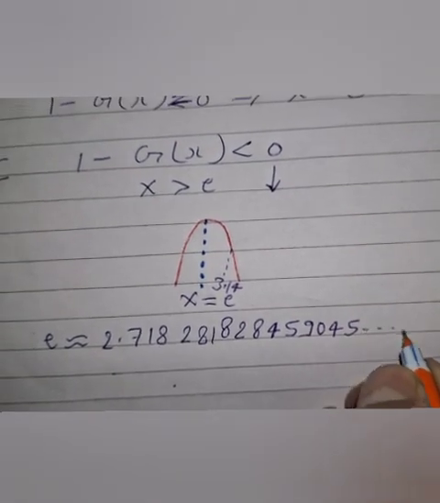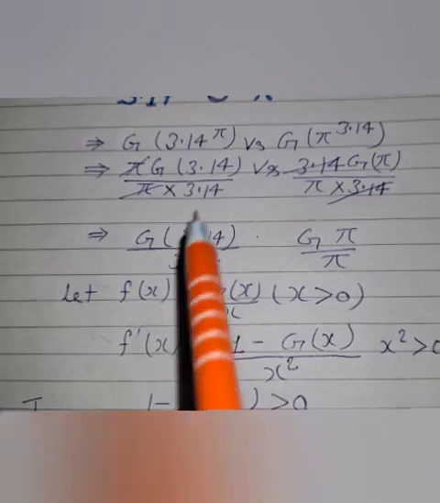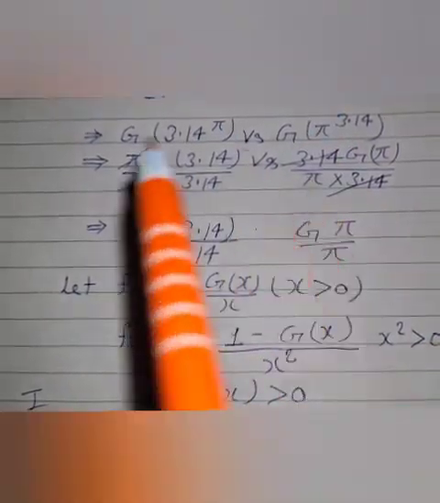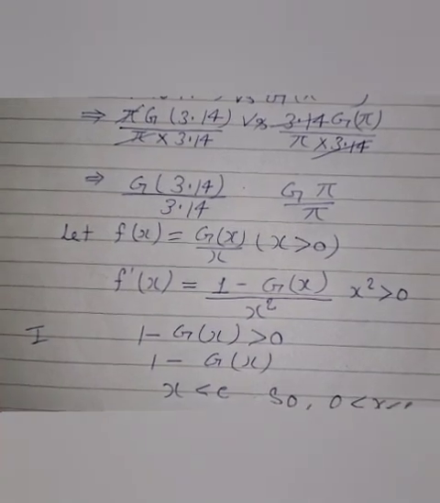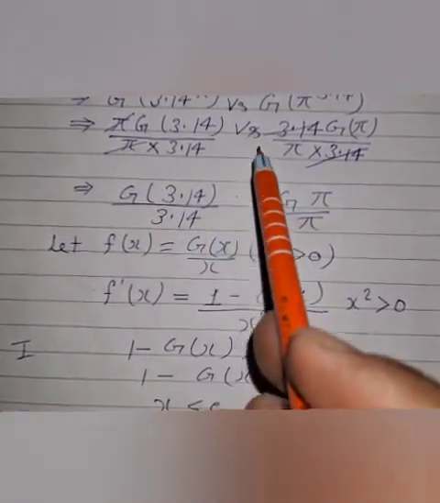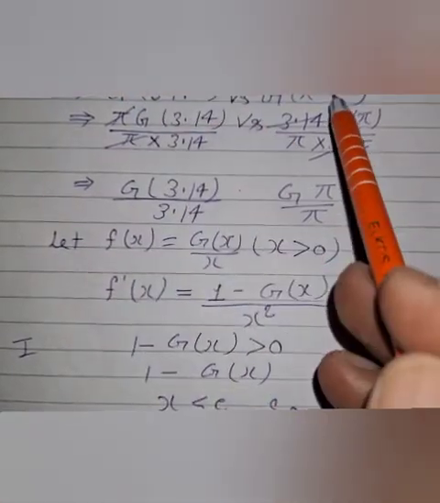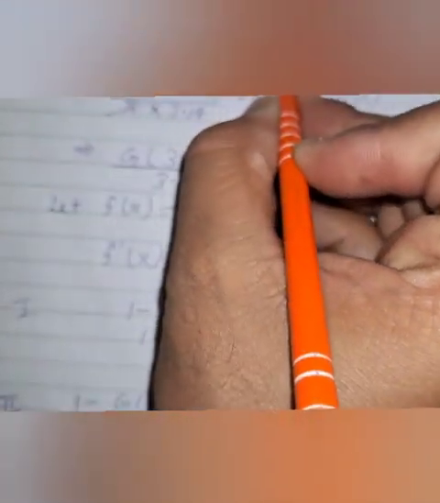So now the question is, is the left hand side greater or the right hand side? Of course, the left hand side is greater. Then here we have the base e on both sides. So e is greater than 1, so you can say this is greater than this. Therefore, you can say 3.14 to the power of pi is greater than pi to the power of 3.14.